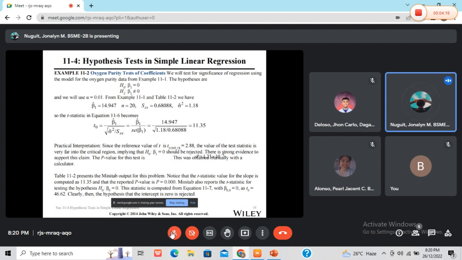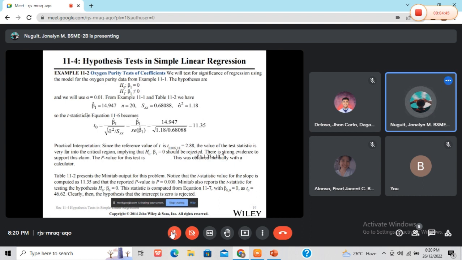So, nana siya given ng hatag. So, ang beta hat sub 1 is 14.947, then n is 20, S sub xx is equal to 0.68088, and sigma hat squared is equal to 1.18.